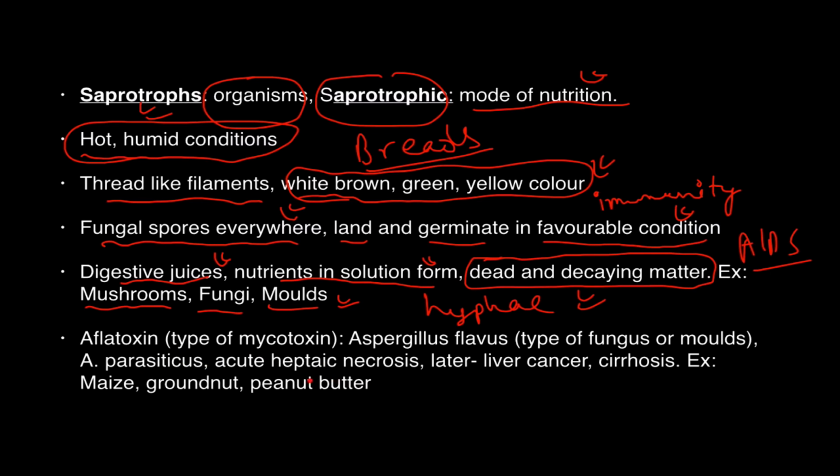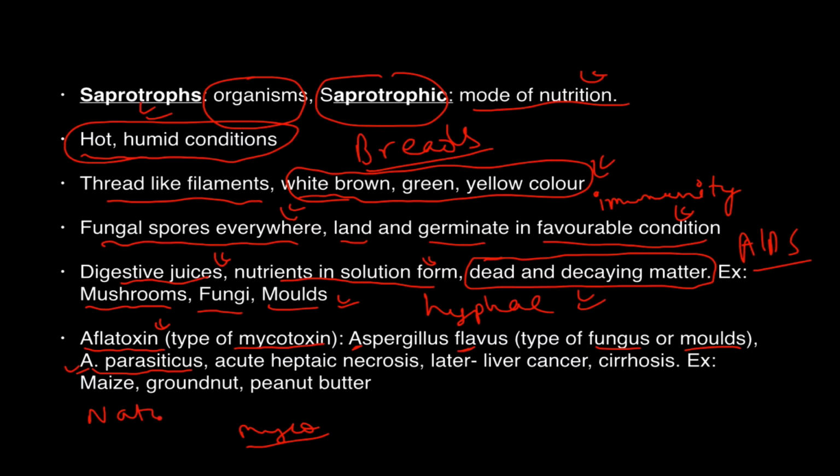Now this is not given in NCERT, but I thought I'll cover it. Aflatoxin is a very important toxin. It is a type of mycotoxin. Mycology means study of fungus, so myco means fungus. Afla comes from Aspergillus flavus, this is how it is named. Aspergillus flavus toxin. It is a type of fungus or mold, whatever you want to call it. It is also produced by Aspergillus parasiticus.